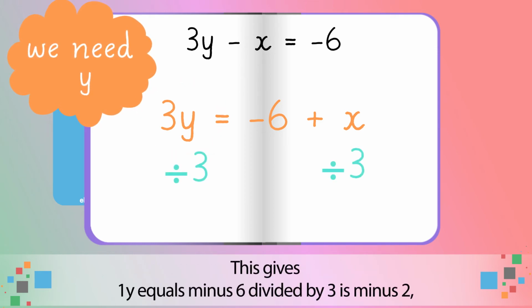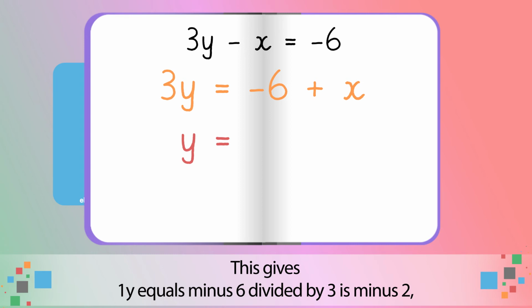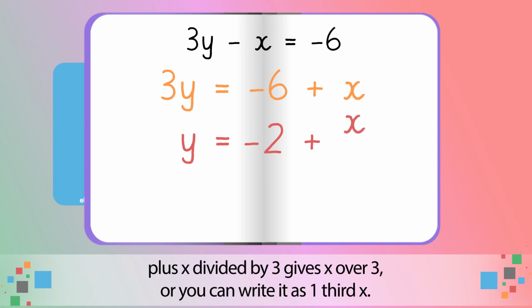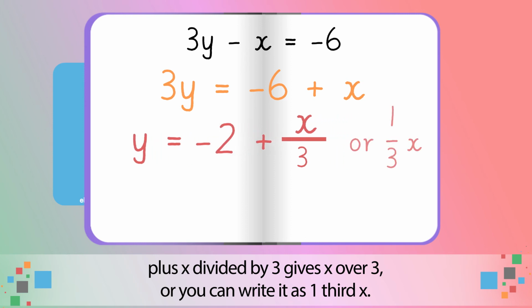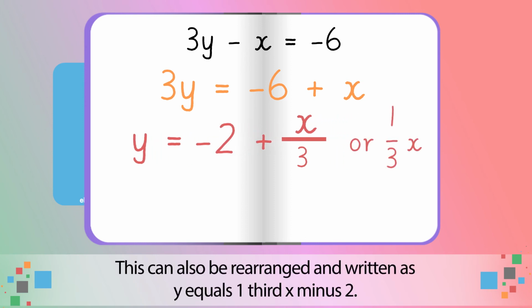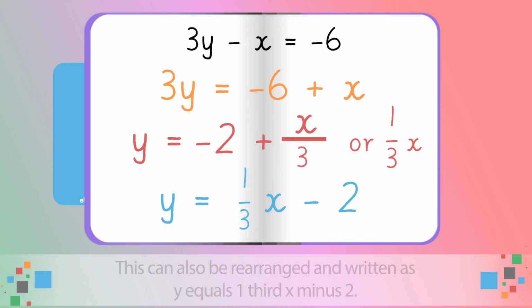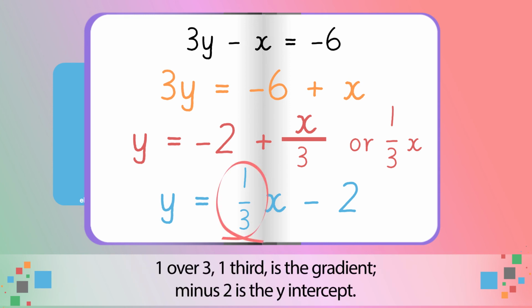This gives 1y equals minus 6 divided by 3 is minus 2, plus x divided by 3 gives x over 3, or you can write it as 1/3 x. This can also be rearranged and written as y equals 1/3 x minus 2. 1/3 is the gradient, minus 2 is the y-intercept.